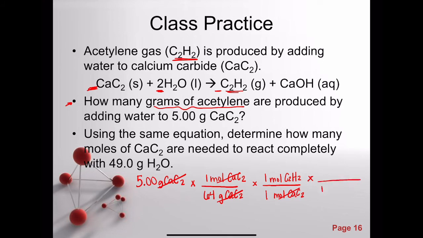Now we're trying to get the mass. So 1 mole of C2H2, if you add that mass up, it's going to be 24 plus 2. So it's going to be 26 grams of C2H2. So we'll cross those out.